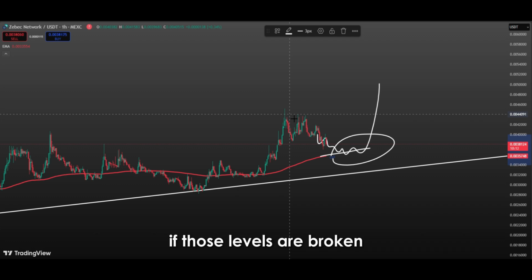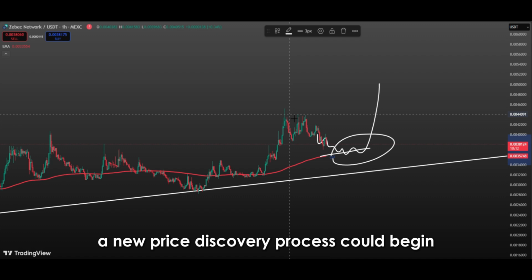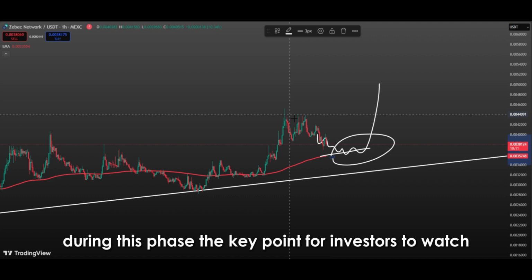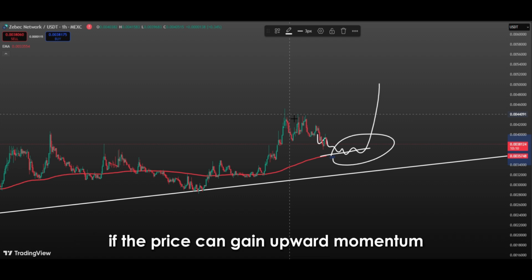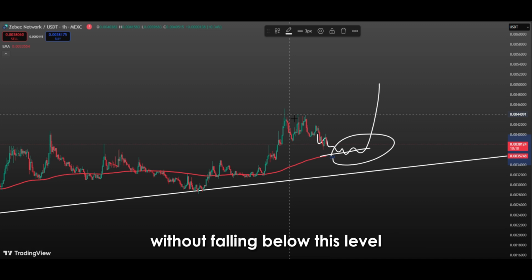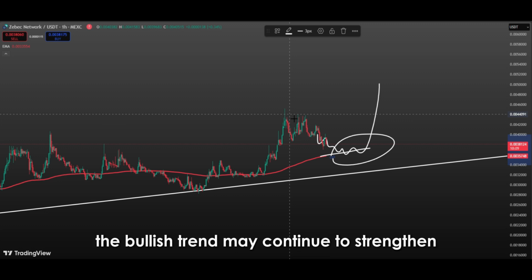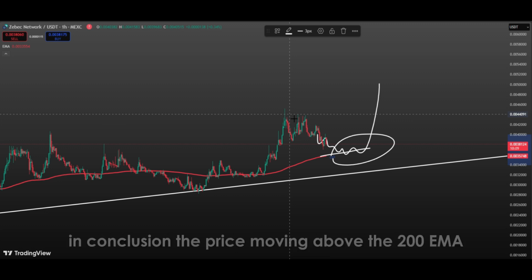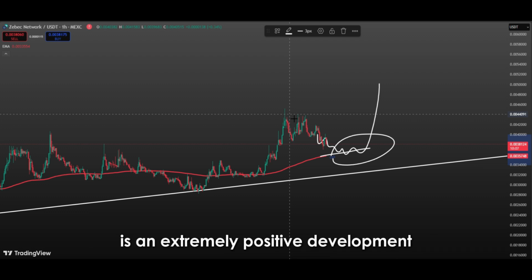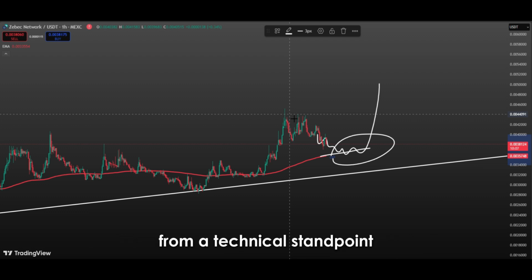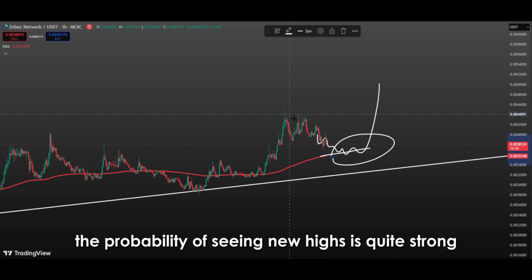If those levels are broken, a new price discovery process could begin. During this phase, the key point for investors to watch is that the 200 EMA level should not be lost. If the price can gain upward momentum without falling below this level, the bullish trend may continue to strengthen. In conclusion, the price moving above the 200 EMA and then retesting this level to gather strength is an extremely positive development from a technical standpoint. Following this move, the probability of seeing new highs is quite strong.